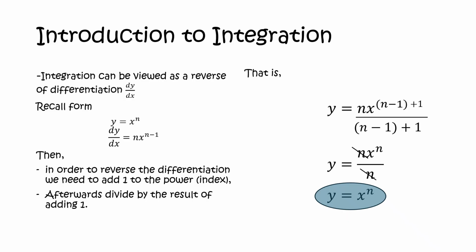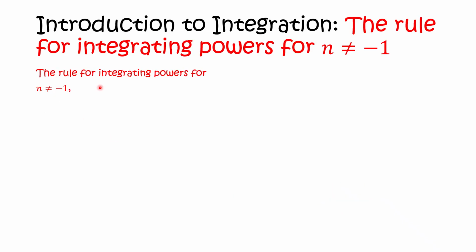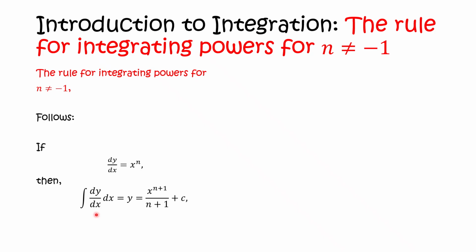Right, with that in mind, we can now come up with the rule for integrating powers for n not equal to minus 1. So the rule for integrating such powers follows. If we have dy/dx equals x to the power n, then the integration of dy/dx is equal to y equals x to the power n plus 1 divided by n plus 1, plus c.